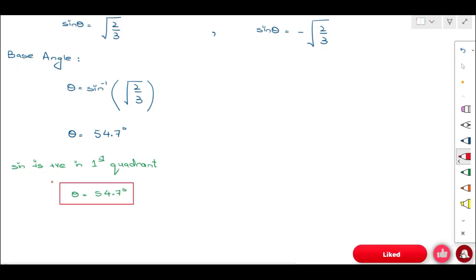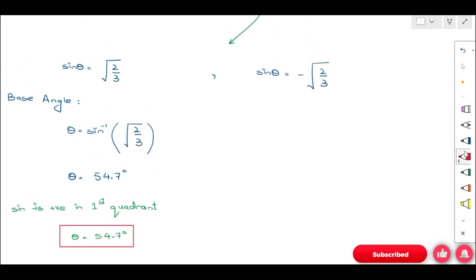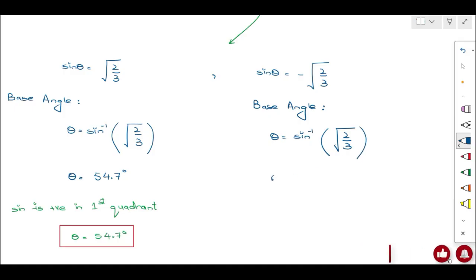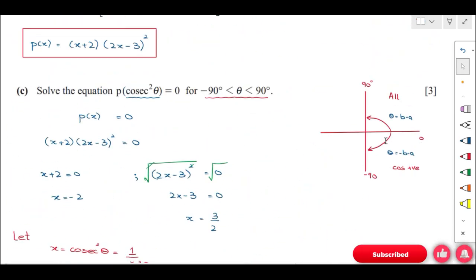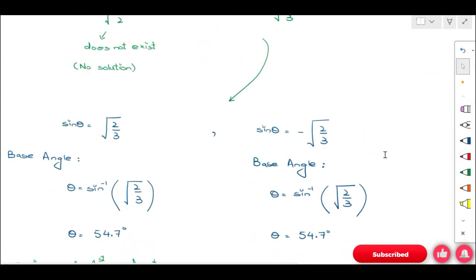Now let me do the second case. From the second case, again we need to solve for the base angle, and for the base angle we have to consider it positive. Theta is sine inverse of root 2 by 3. For the base angle we always consider it positive, and you will get the same theta, 54.7 degrees. Now here sine is negative. So according to the given range of values of theta, sine is negative in the fourth quadrant, where theta is minus the base angle.